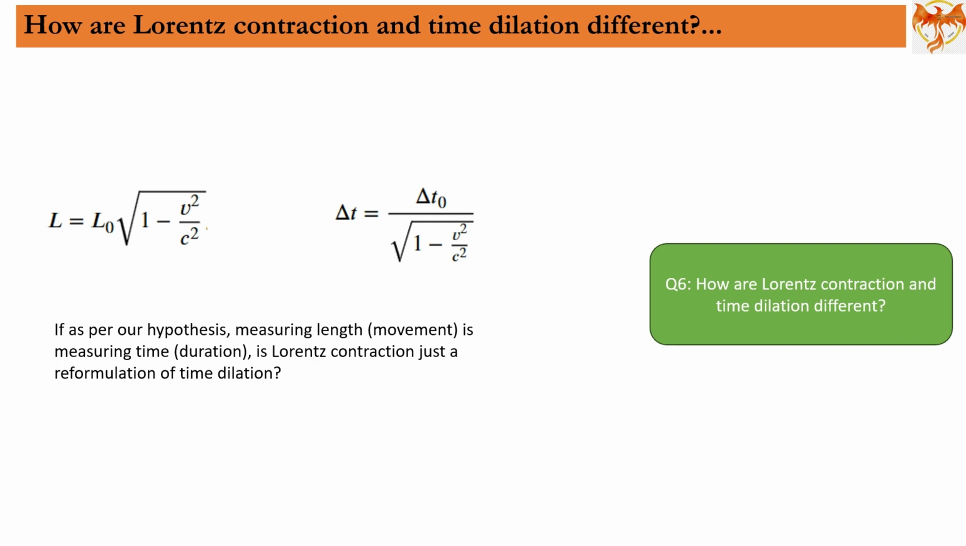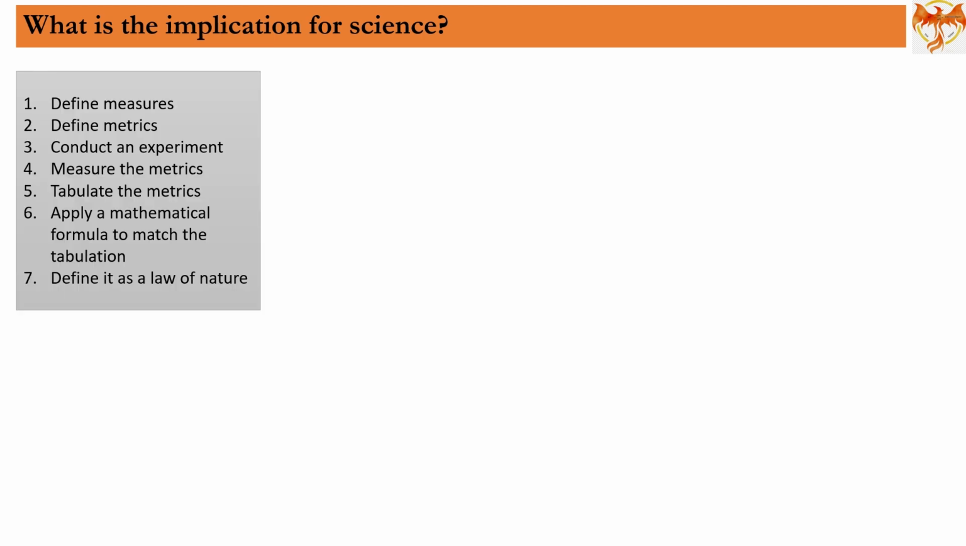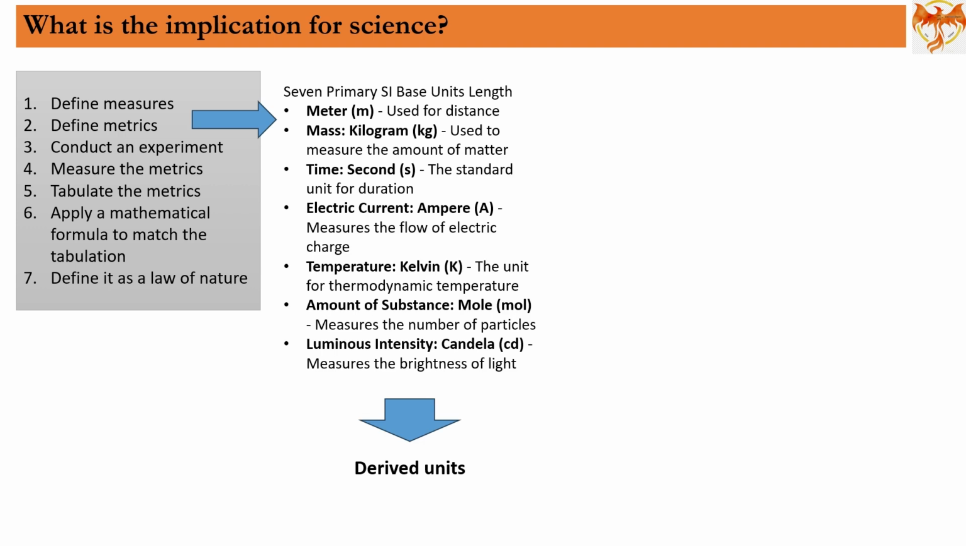I'll especially leave it to the physicists to figure this one out, because I'm not an expert on relativity theory yet. Moving forward, so what does this mean from a science perspective? It does raise a very big question. So this is the definition of science we started with, where we say, okay, we define the measures, metrics, etc., conduct experiments, and lead to laws of nature.